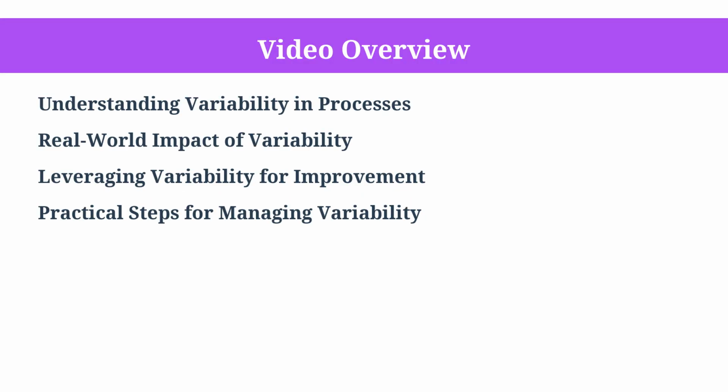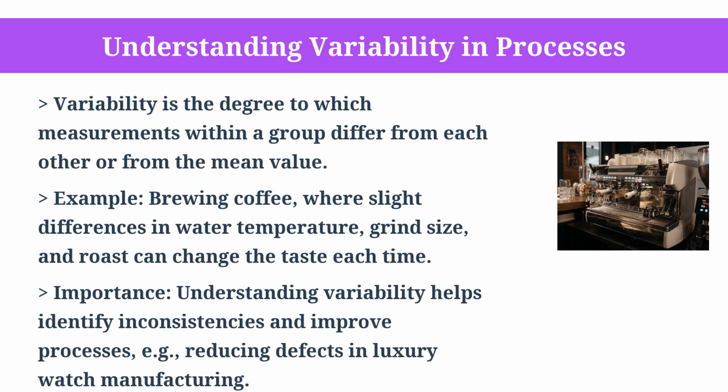All right, let's dive into understanding variability and its impact on processes. Think of it like this. Every time you brew coffee, there might be slight differences in how strong or bitter it tastes, right? That's because brewing coffee isn't an exact science. The water temperature, grind size, even the roast can vary slightly each time.